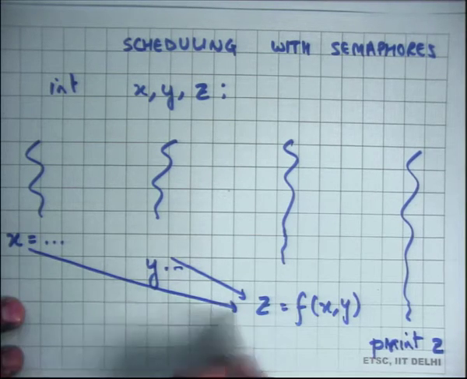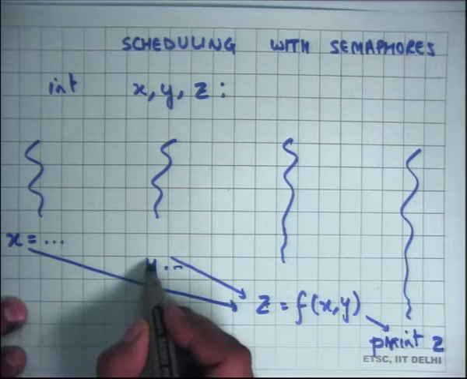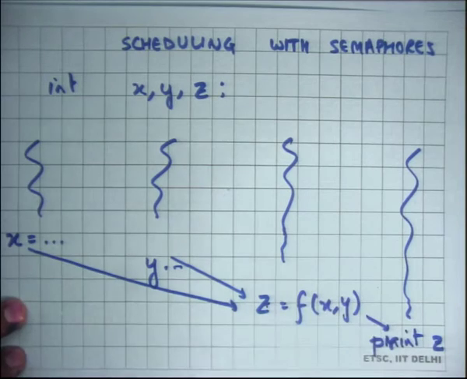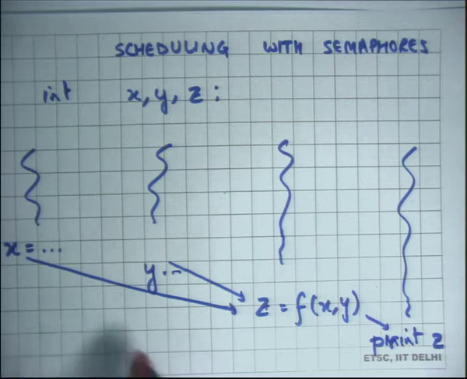So let's say these are the dependencies you want: z should happen after x has happened and y has happened, and this should happen after this has happened. So you have some kind of dependency graph, and you're doing computation, and different threads are going to compute these things, and you want to schedule or synchronize these threads in this way, right.